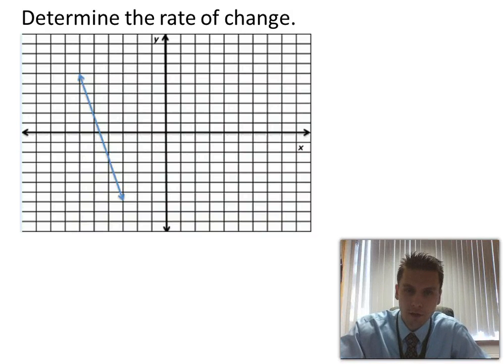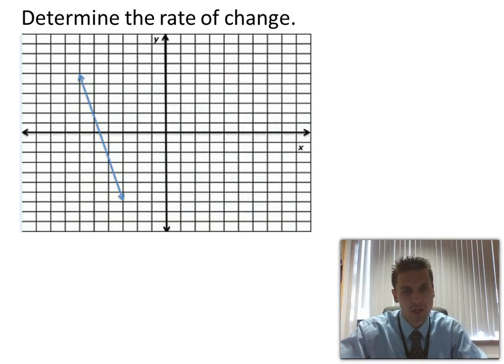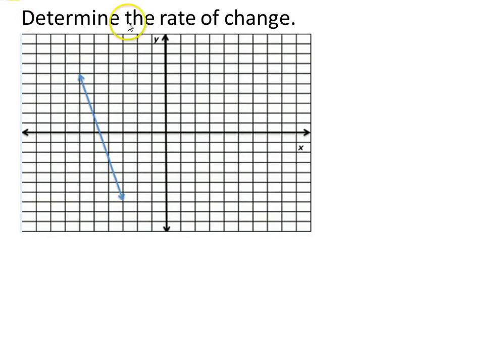Okay, we are now going to calculate, or determine, the rate of change from graphs. We have a graph on the screen here that says determine the rate of change. And the rate of change is the same as slope. Those two things are interchangeable. I could just easily say determine the slope.